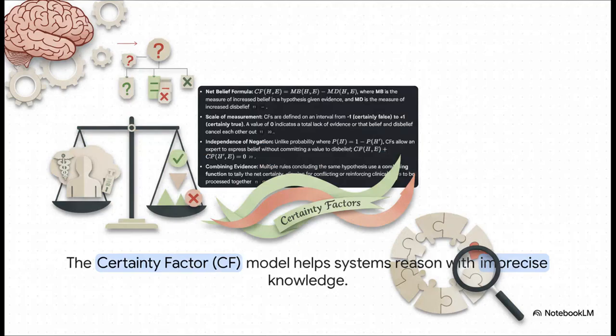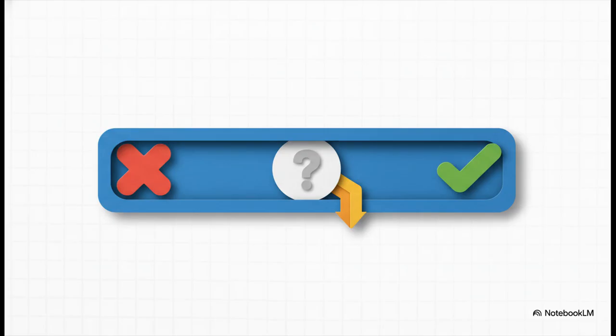Okay, but let's be real. The world isn't black and white, right? Facts are often, well, fuzzy. In a field like medicine, a symptom doesn't prove a disease. It just suggests it. So how does a system deal with all that gray area? That's where something called certainty factors, or CF, come into play. It's a way for the system to reason with imprecise knowledge. It's actually a pretty cool system.